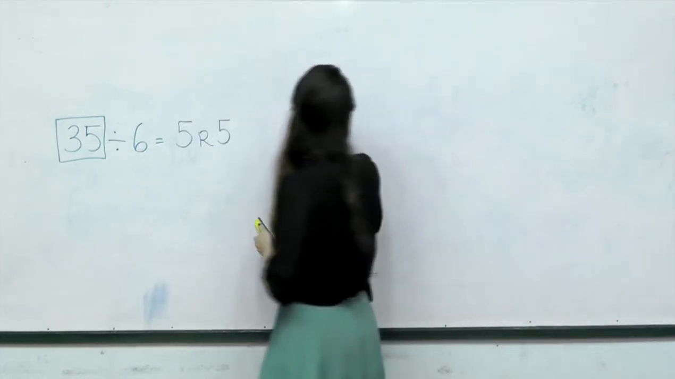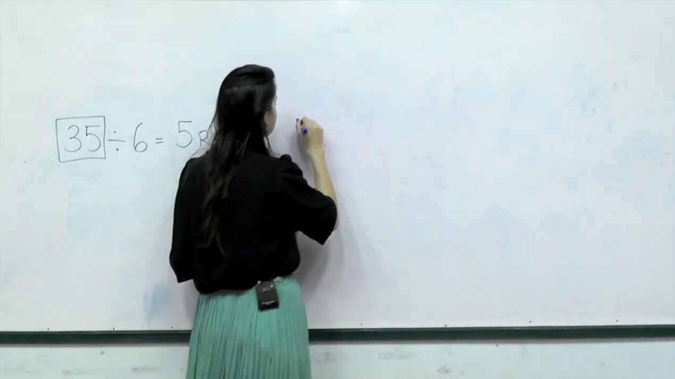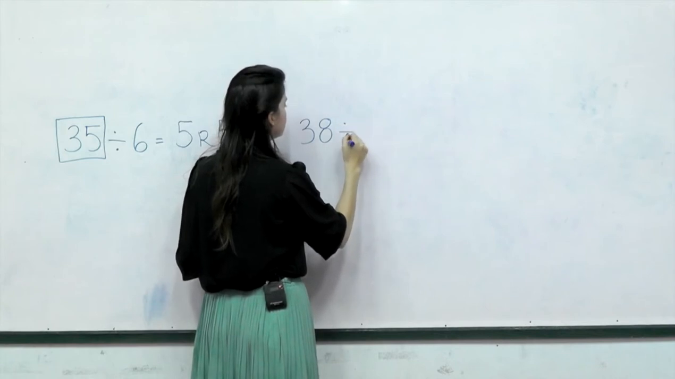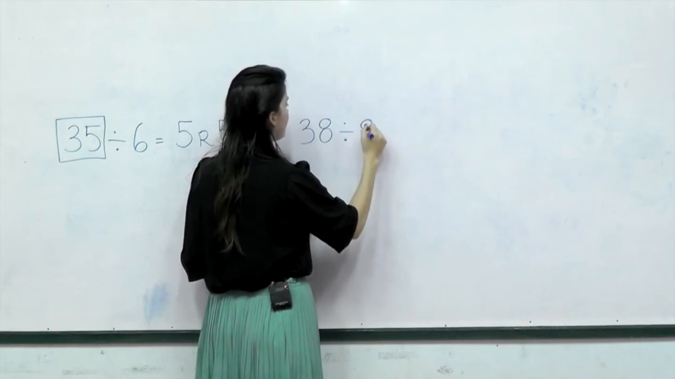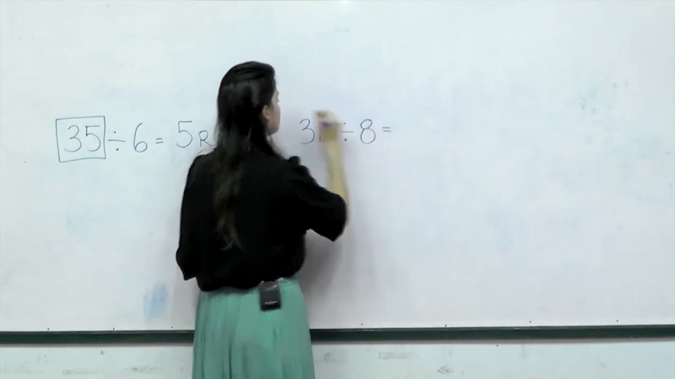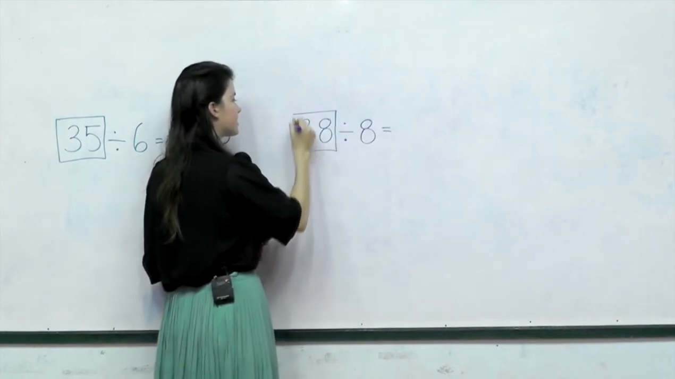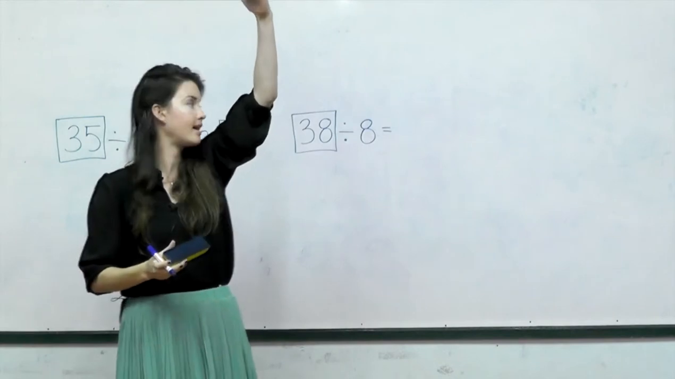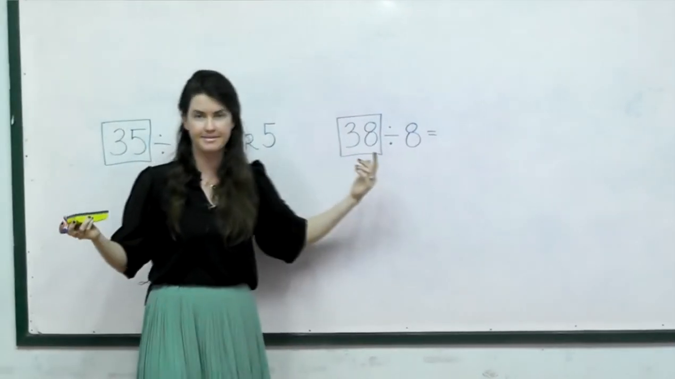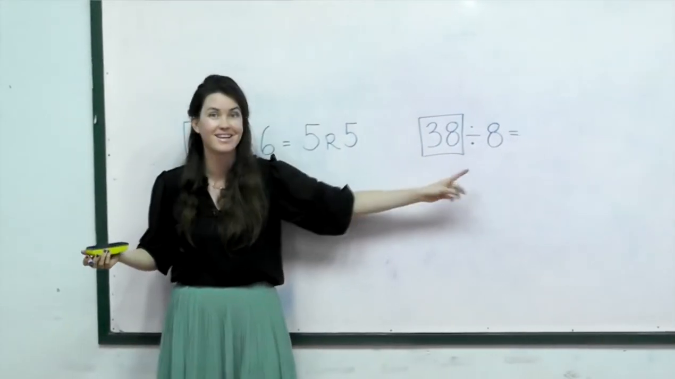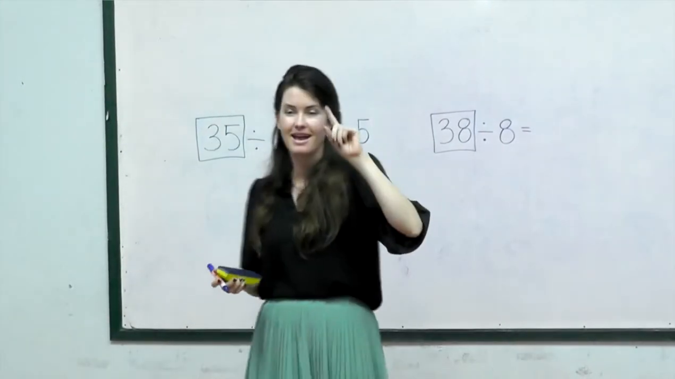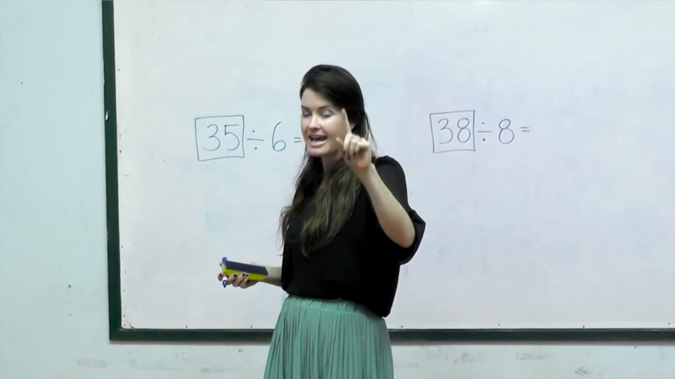Let's do another practice one. 38 divided by 8. So 38's our number that we want to get close to, but not go too high. And what are we going to count by? What number will we count by? We're going to count by 8. Here we go. Help me out.